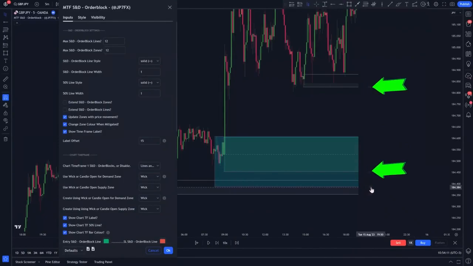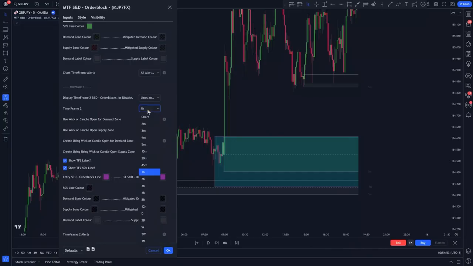So these other 5-minute time frame labels right here are for the chart time frame because the chart is set to the 5-minute time frame. But whenever you see 1 hour, this basically represents supply and demand zones that the indicator identified on the 1-hour time frame. And now we can take trades on lower time frames based on higher time frame supply and demand zones.